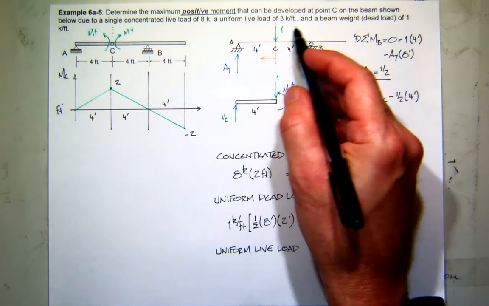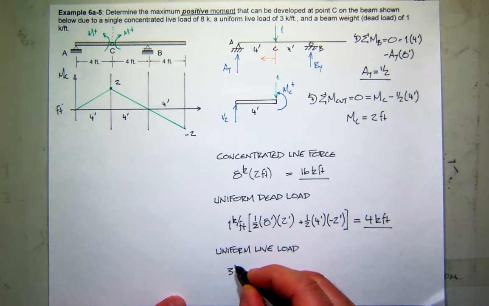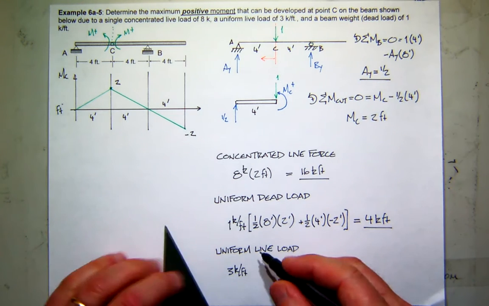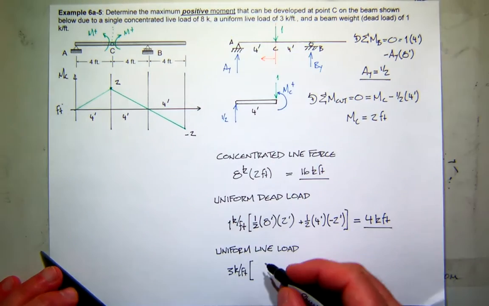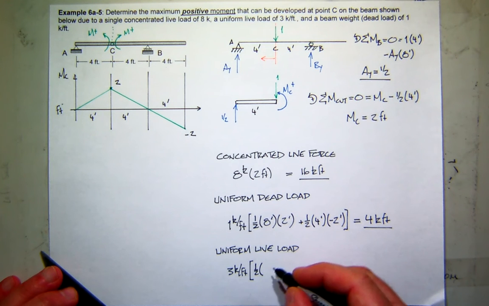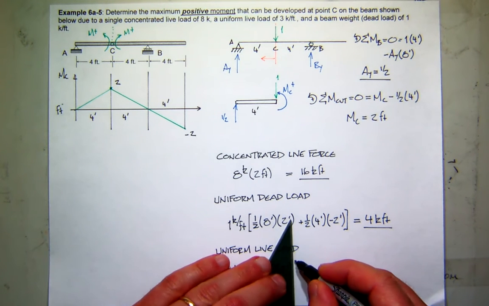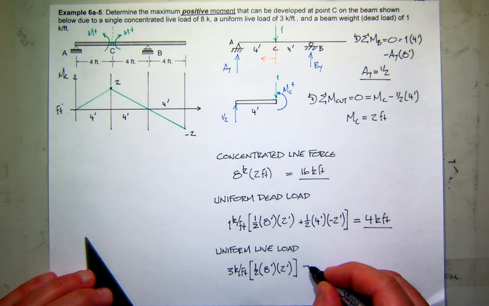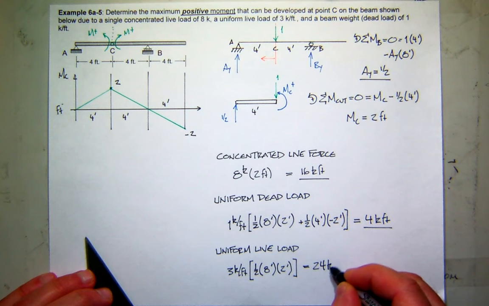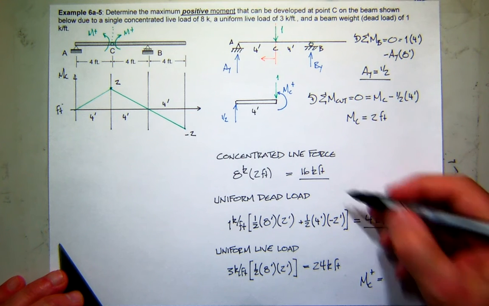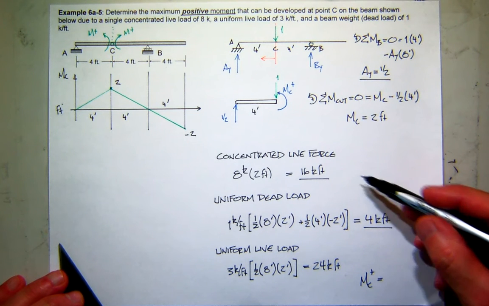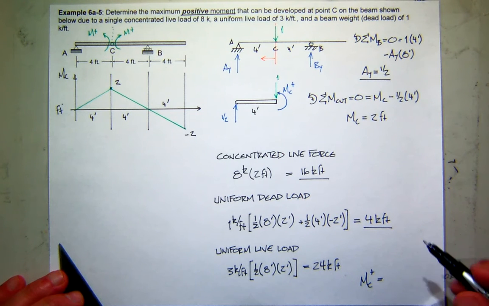So that value is 3 kips per foot. And this time I'm only going to multiply it by the positive area because I'm looking for the positive moment. So that'll be 1/2 base, which is 8 feet, times the height, which is 2 feet. And that's 24 kip feet. So what's the total moment at C? I add these together. So 16 plus 4 plus 24. That's 44.